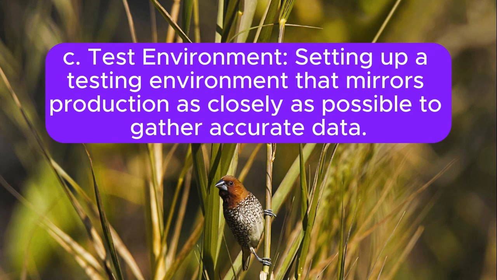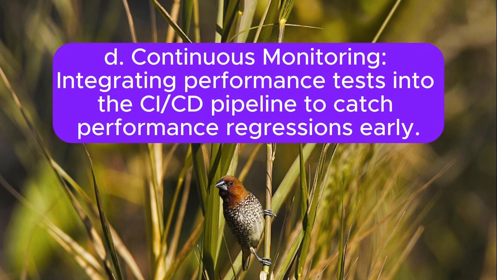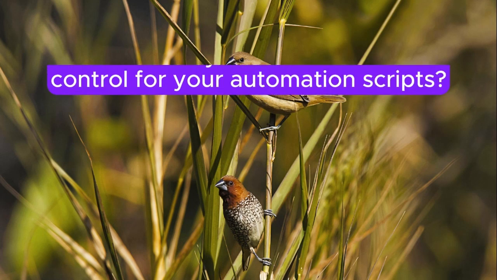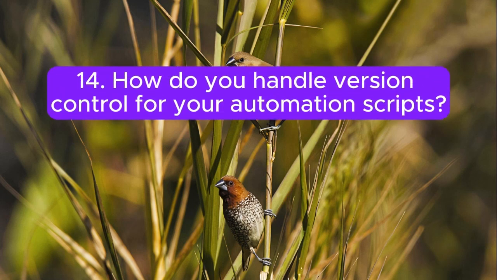C. Test environment, setting up a testing environment that mirrors production as closely as possible to gather accurate data. D. Continuous monitoring, integrating performance tests into the CI/CD pipeline to catch performance regressions early. 14. How do you handle version control for your automation scripts?